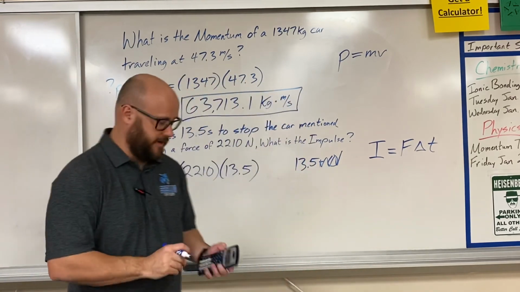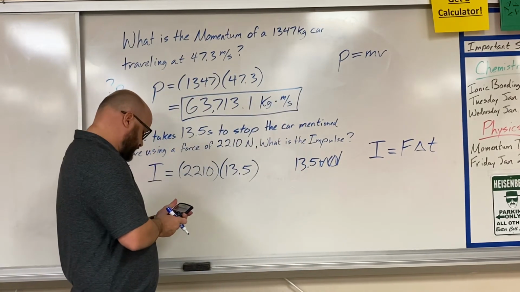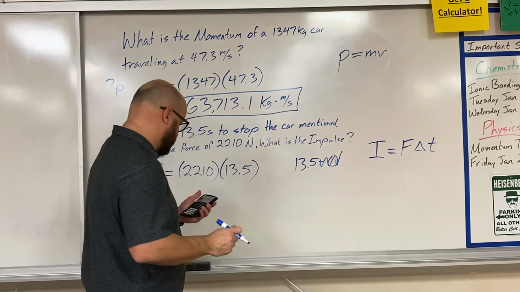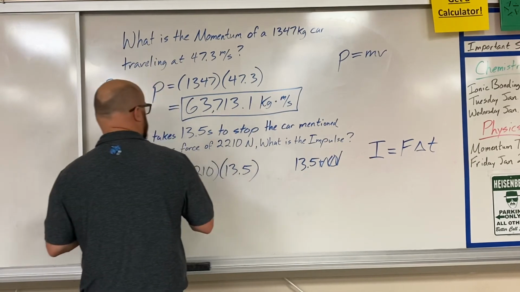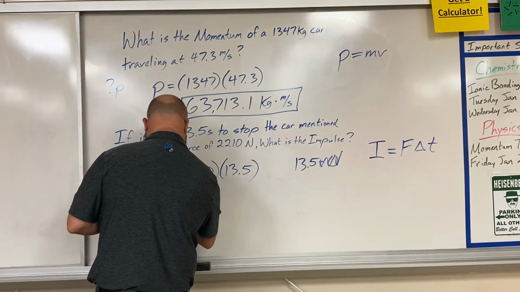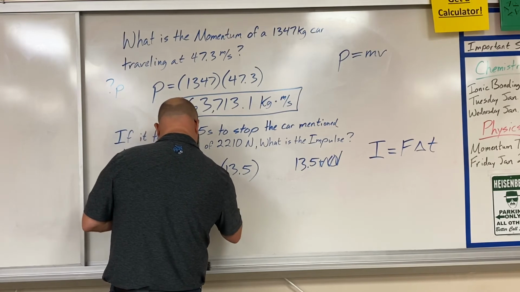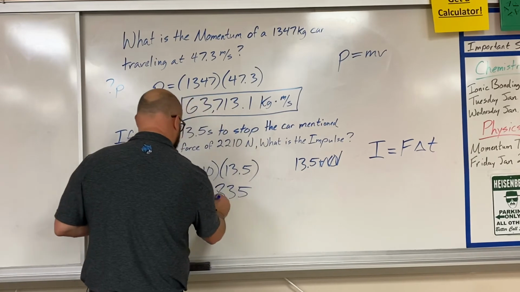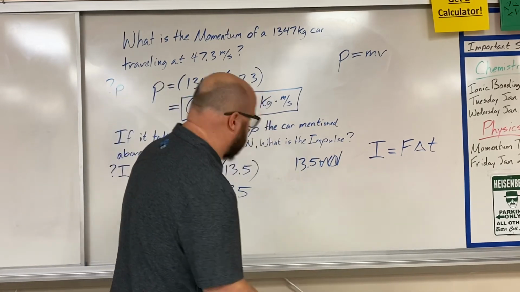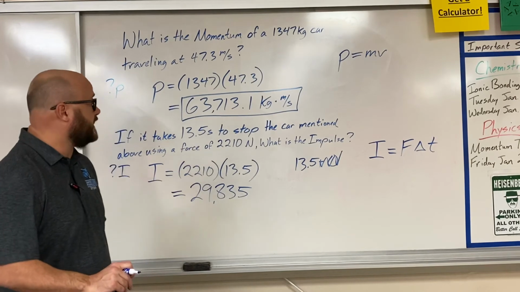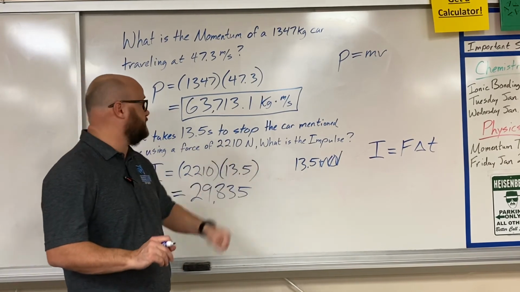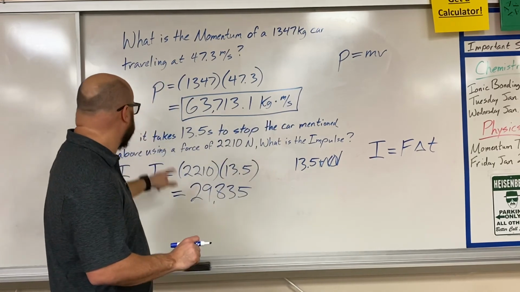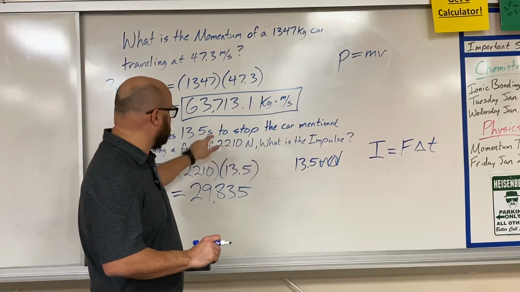Grab that calculator again. 2210 times 13.5 is still a big number, not quite as big as our momentum. 29,835. Again, we don't get rid of our units, we keep them. So kilograms meters per second is for momentum. For impulse, it's Newton seconds.